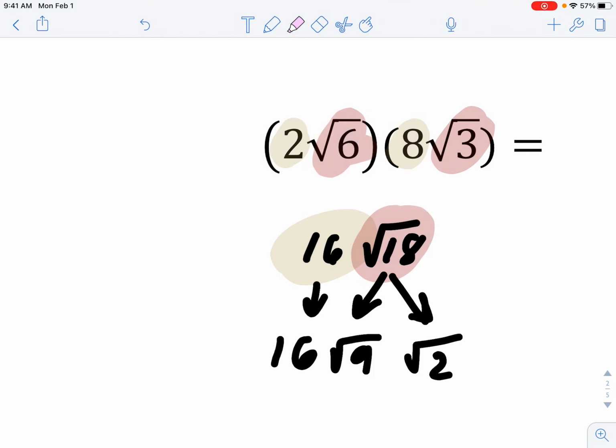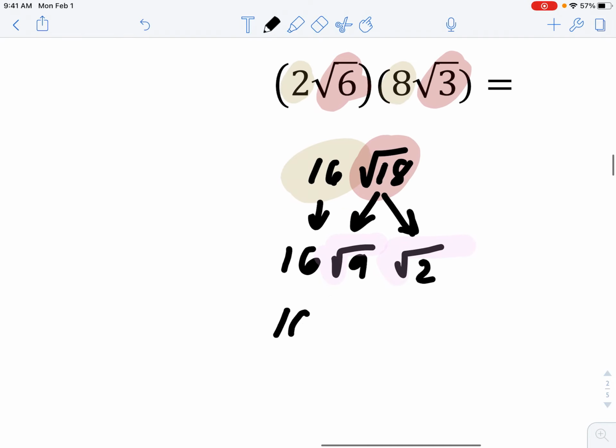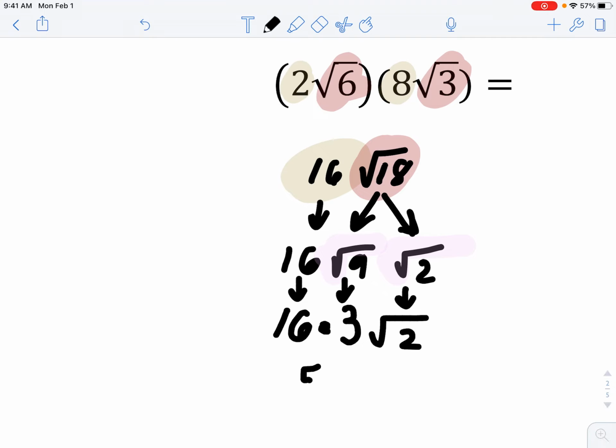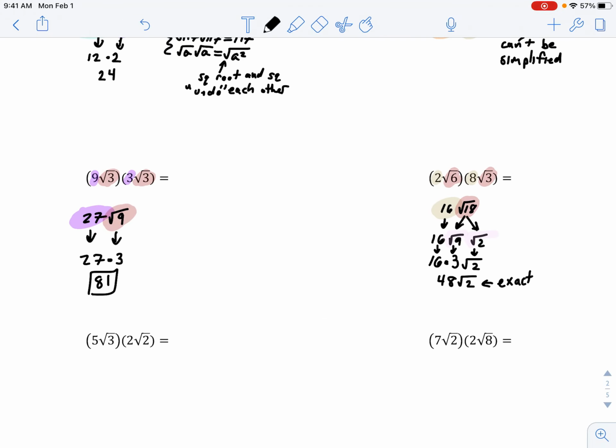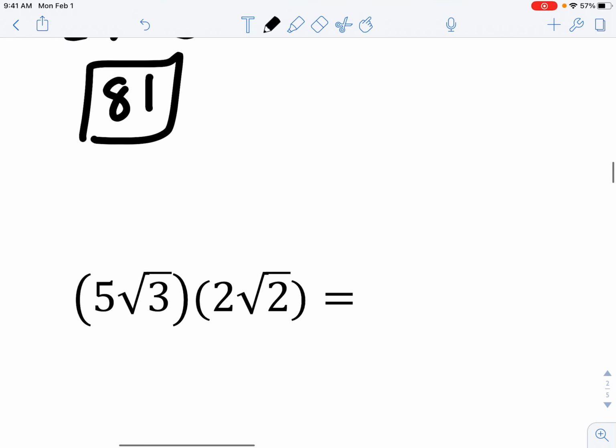And again, be very tedious when you do this stuff. Notice how I'm writing the radicals out. Notice how the perfect square goes first. The other factor goes last, because then I'm going to get 16, radical 9 becomes 3, radical 2 stays radical 2, and what's 16 times 3? I'm brain farting. Not that. 48. 48 radical 2. And that's it. That's exact. All right, and that's the punchline of what we're doing right now. We want exact answers.